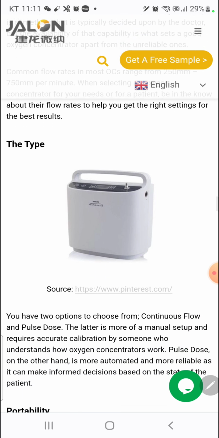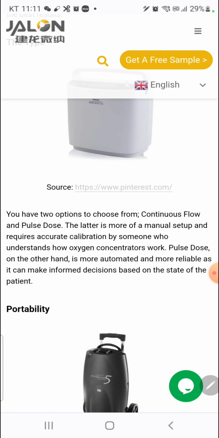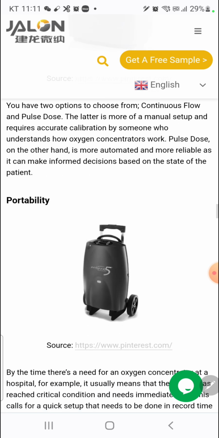The type. You have two options to choose from: continuous flow and pulse dose, or pulse flow. Continuous flow is more of a manual setup and requires accurate calibration by someone who understands how oxygen concentrators work. Pulse dose, on the other hand, is more automated and more reliable as it can make informed decisions based on the state of the patient.